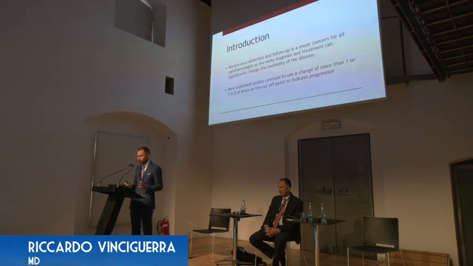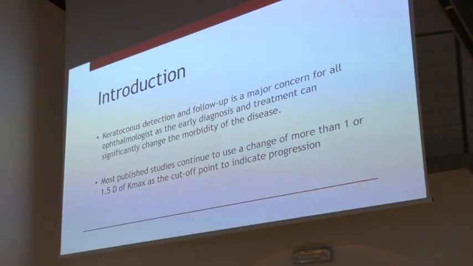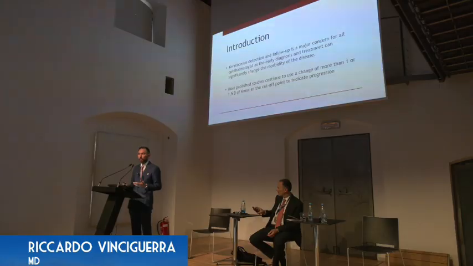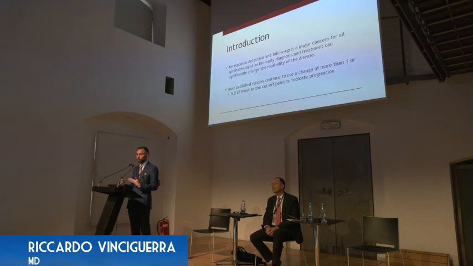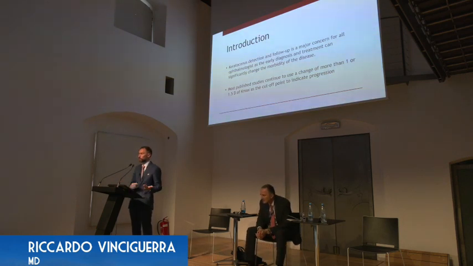So first of all, as an introduction, we know that detecting keratoconus, but particularly detecting the progression, is a major concern for everybody. Most published data, and I include myself, have used 1 diopter / 1.5 diopter as a change to decide on cross-linking. And that is based on the axial map. I don't know if you are aware, but the 1 diopter Kmax, except in the CSO platform, which is smarter, is based on the maximum keratometry of the axial map, which by definition is the wrong map for keratoconus.